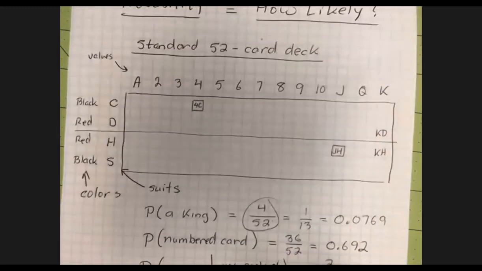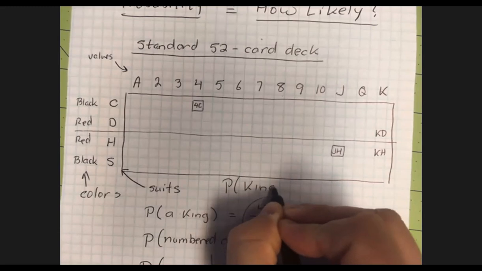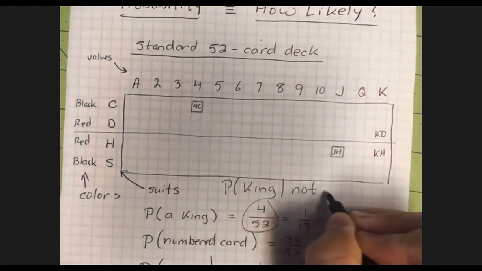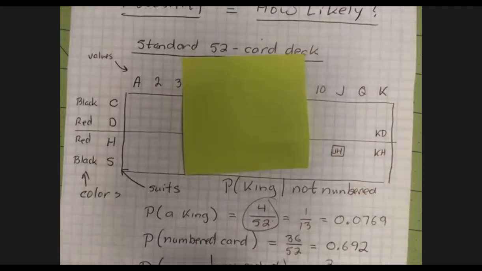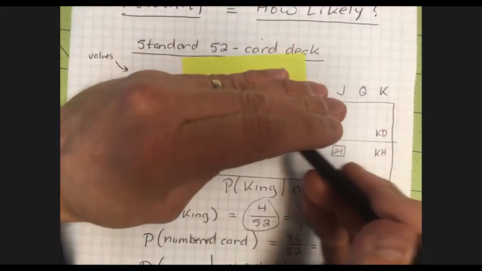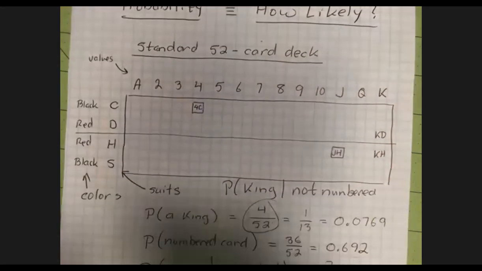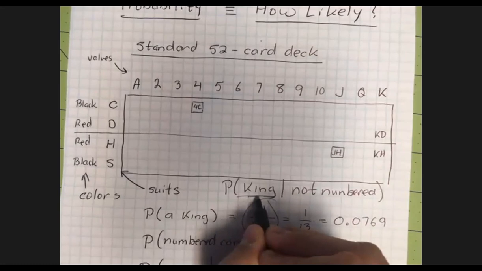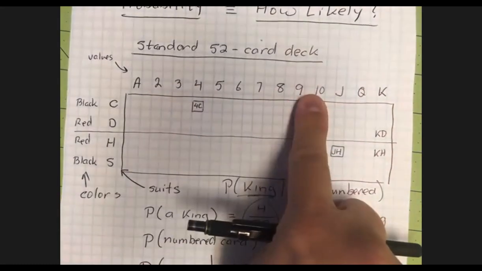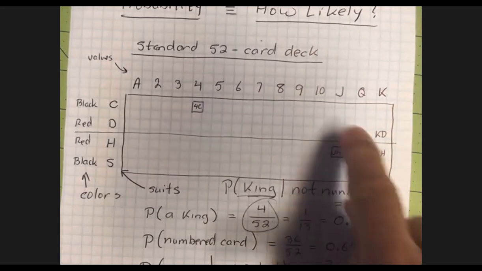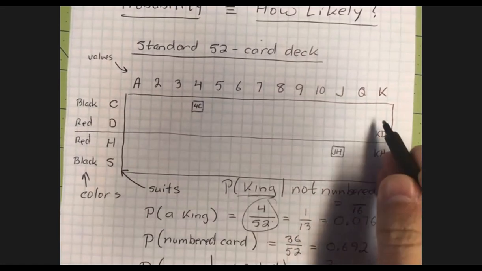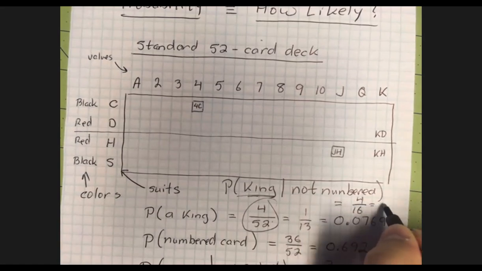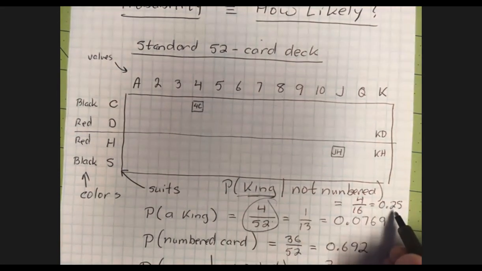Now, what if I told you, what's the probability of picking a king given that you do not have a numbered card? Now, all of a sudden, you're very happy. Here's your card. I look under it and say, oh, it's not a numbered card. Do you understand your probability of getting a king just went up, right? Because you took away all these bad ones. How many cards are not numbered? Aces, jacks, queens, kings. 16 cards are not numbered. How many cards among those 16 are kings? 4. Now you have a 1 in 4 chance of getting a king. You have a 25% chance of getting a king.